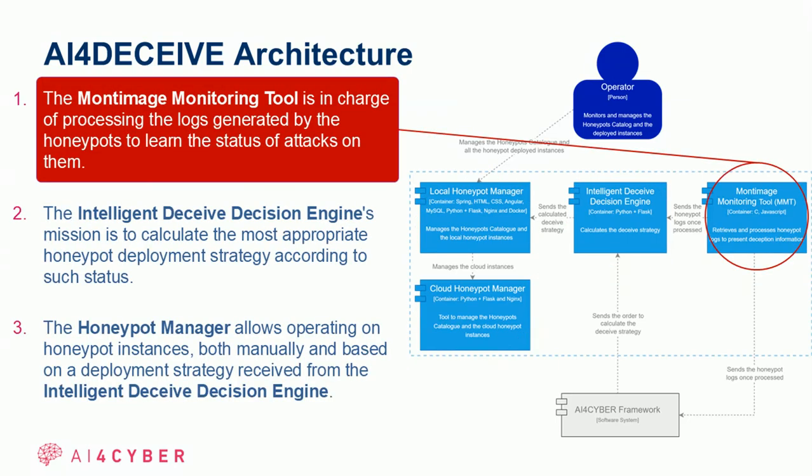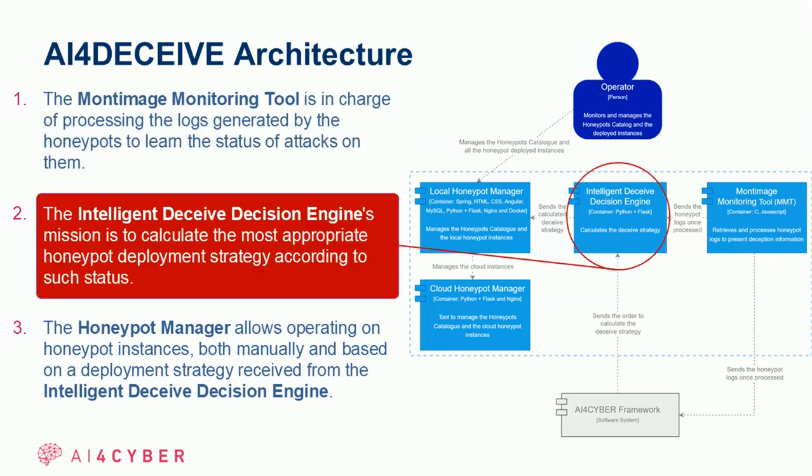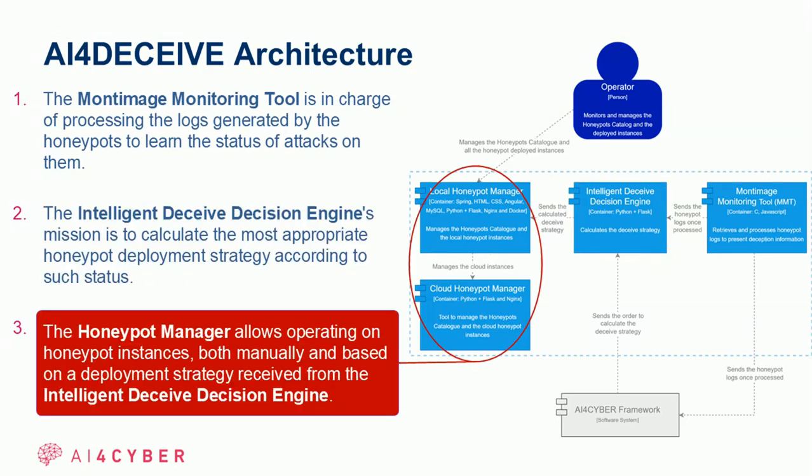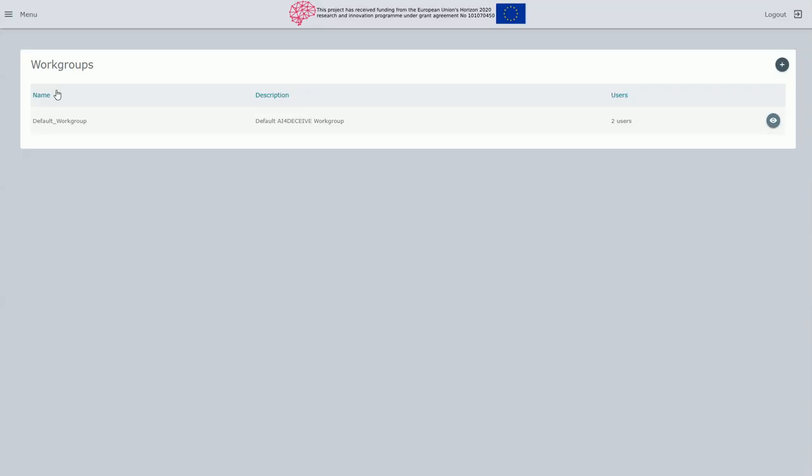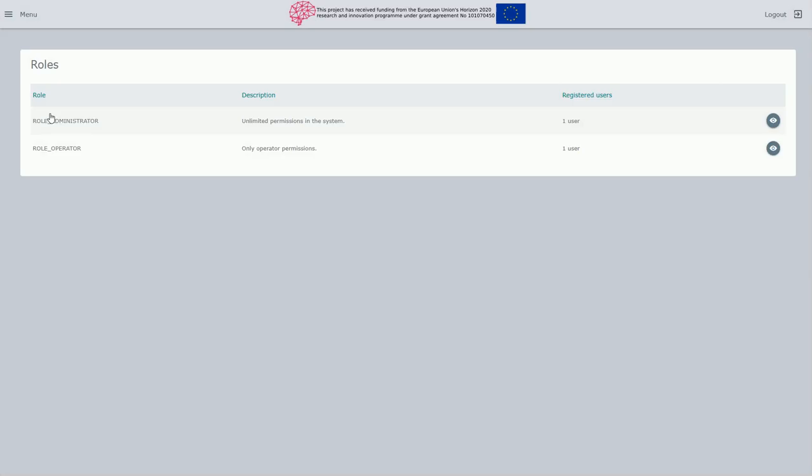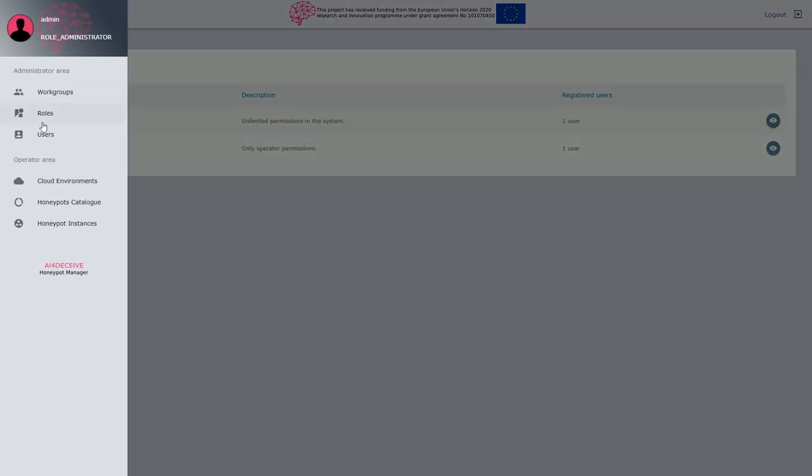The Image Monitoring Tool is in charge of processing the logs generated by the honeypots to learn the status of attacks on them. The Erkuden.Rios Decision Engine's mission is to calculate the most appropriate honeypot deployment strategy according to such status. The Honeypot Manager allows operating on honeypot instances, both manually and based on a deployment strategy received from the Erkuden.Rios Decision Engine. The AI4DECEIVE Honeypot Manager has a graphical interface from which workgroups, roles and users can be managed.